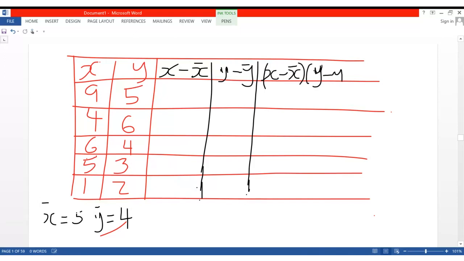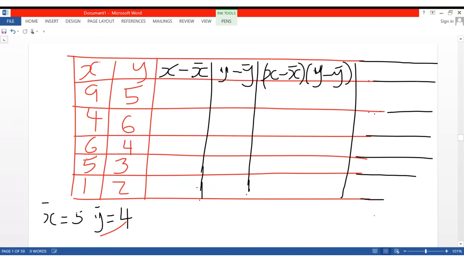After I do that, I need to find out the denominator now. On the denominator, I had two things that I needed to do. First one was x minus x bar, squared, and then y minus y bar, again squared. So this is what you need if you need to do the Karl Pearson's. The formula is very, very important.